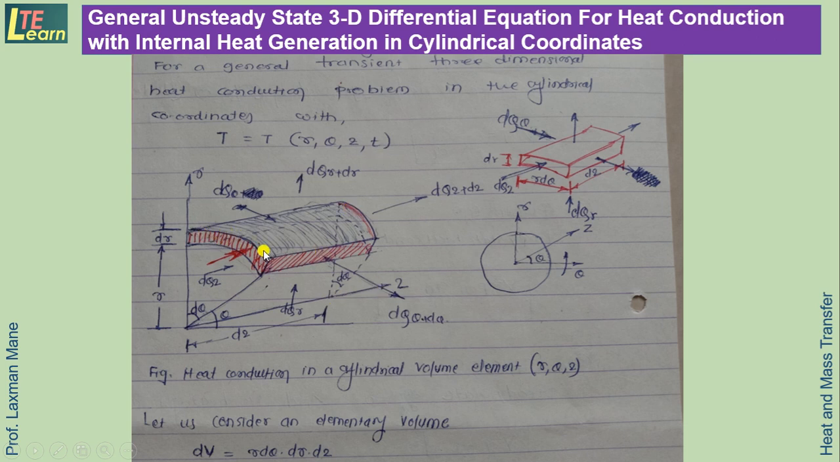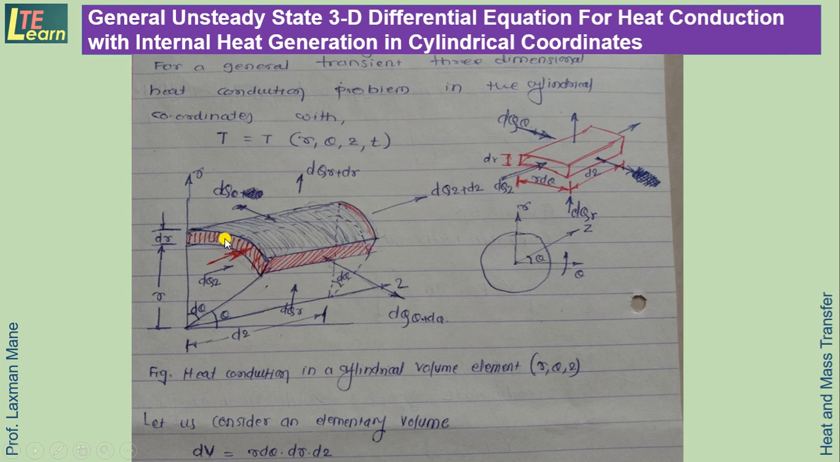This is the elemental shape of this cylinder. This is a complete cylinder, a part of the cylinder, and this is the element. Its thickness is dr along the radius, and its third dimension is dz. This arc is r times the angle theta, so r d theta will be the length of this arc.